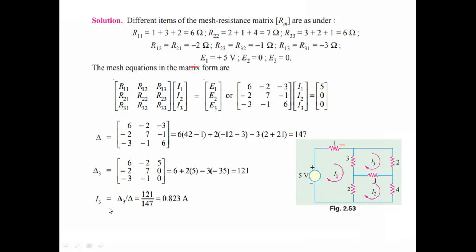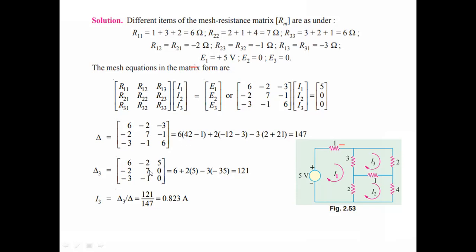So for that, I3 is equal to delta 3 by delta. How can we obtain this delta 3? Delta 3 is obtained by replacing the third column of the delta with the right side matrix, 500.